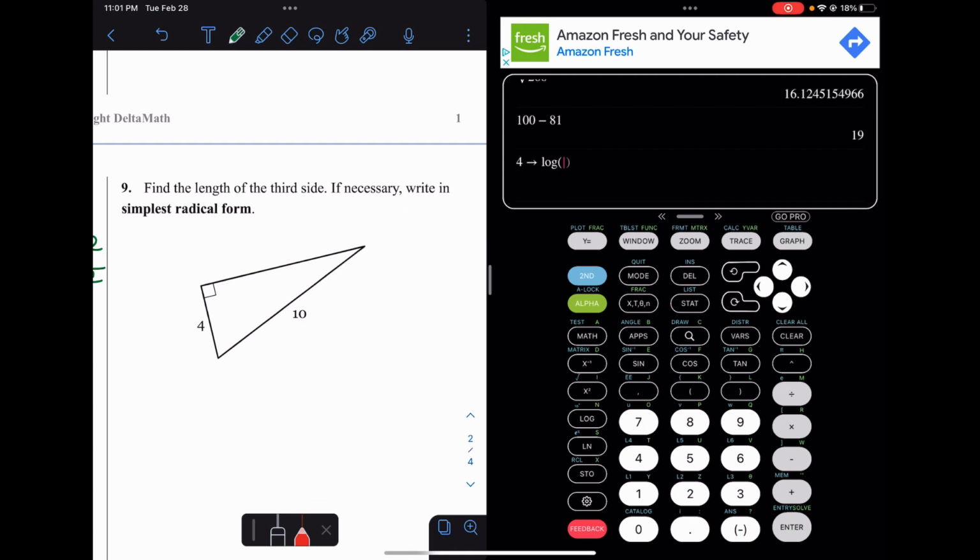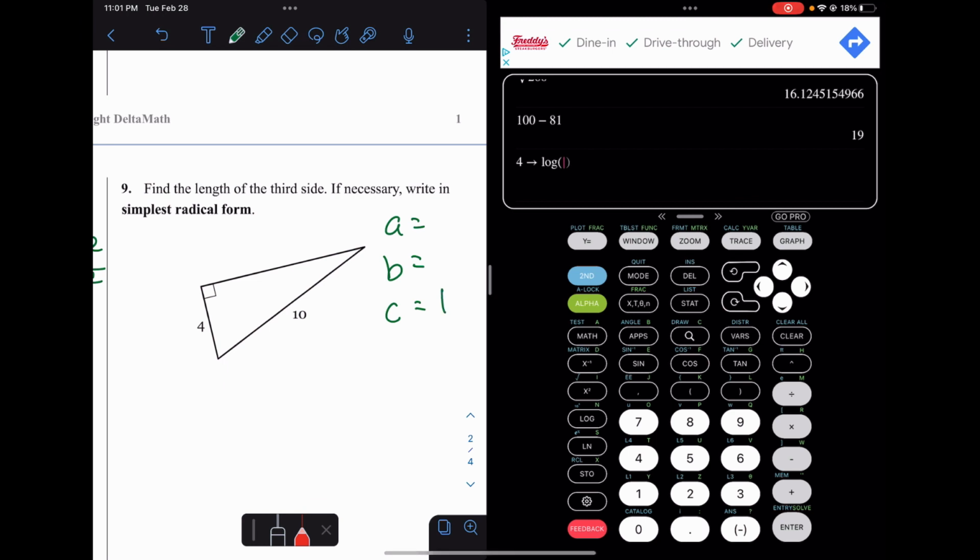All right, so it says find the length of the third side. If necessary, write it in simplest radical form. So again, we want to find our A, our B, and our C. So the one that has to be our C is going to be 10 because that's the one that's across from the 90-degree angle. And remember, your A and B have to make an L shape, right? So we'll say A is 4, B is our unknown.